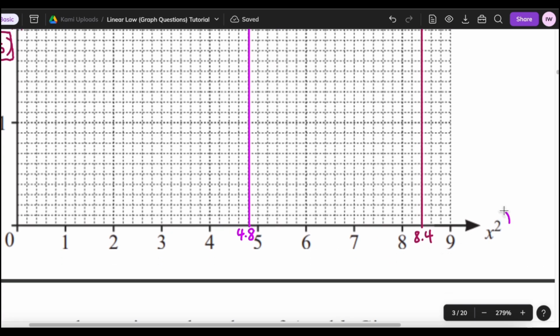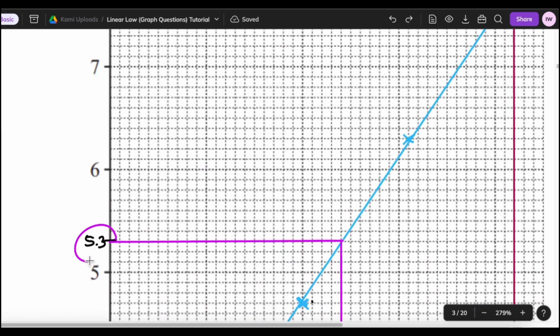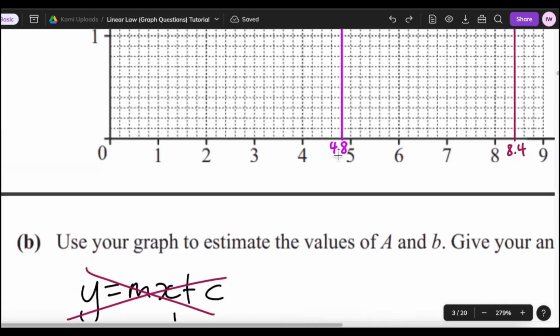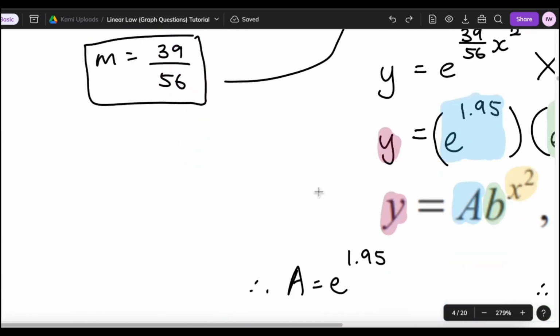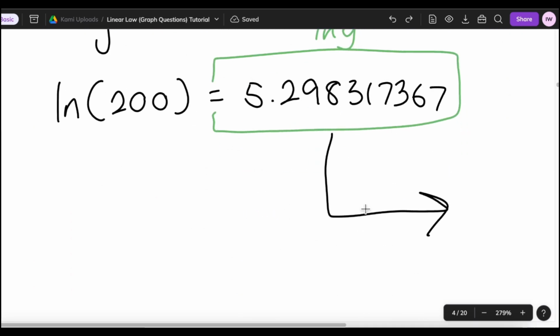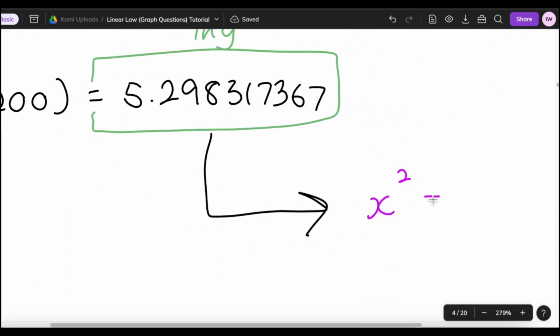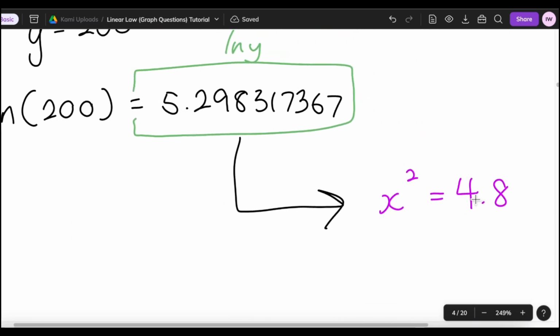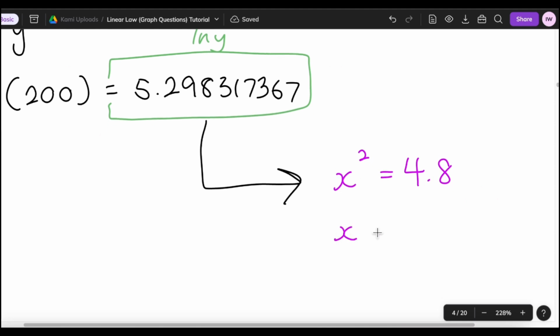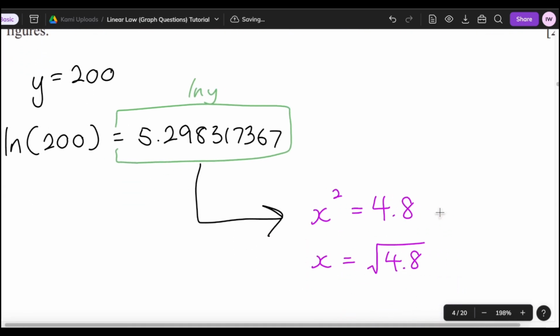Do keep in mind that this is x squared, so you have to be a bit careful. The x squared value that gives us, well, that ln y value of 5.3 is 4.8. So we're just going to write that down. The x squared value is 4.8. And if you want the real x value, you are just going to simply take the square root of this as 4.8.